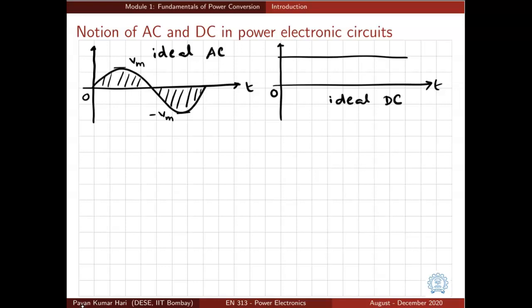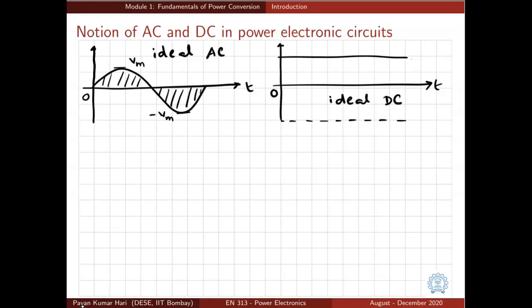How about the ideal DC waveform? Its magnitude doesn't vary with time and is always constant, and the magnitude can have either positive or negative value. For example, you can have a DC voltage like this also. But in power electronic circuits, the waveforms of AC and DC voltages or currents don't look exactly the same as the ideal AC and DC waveforms because of the circuit elements involved. So we need to have a more generic way of distinguishing the AC and DC waveforms.